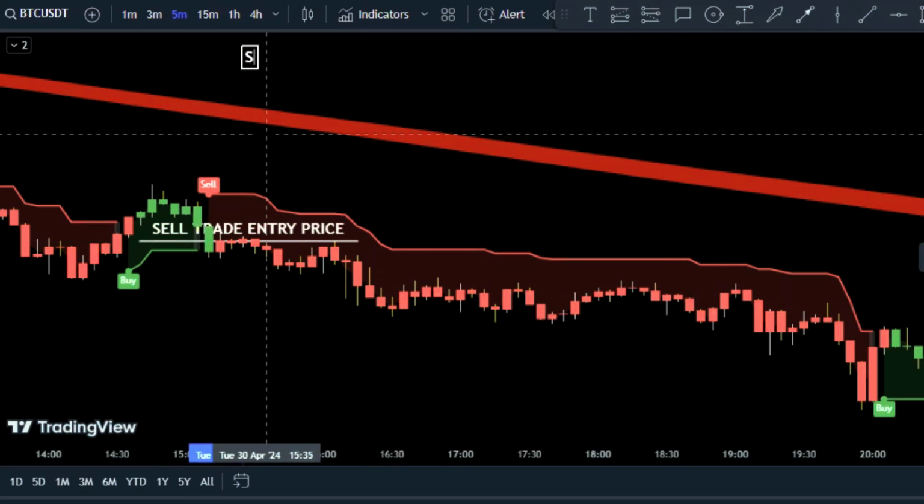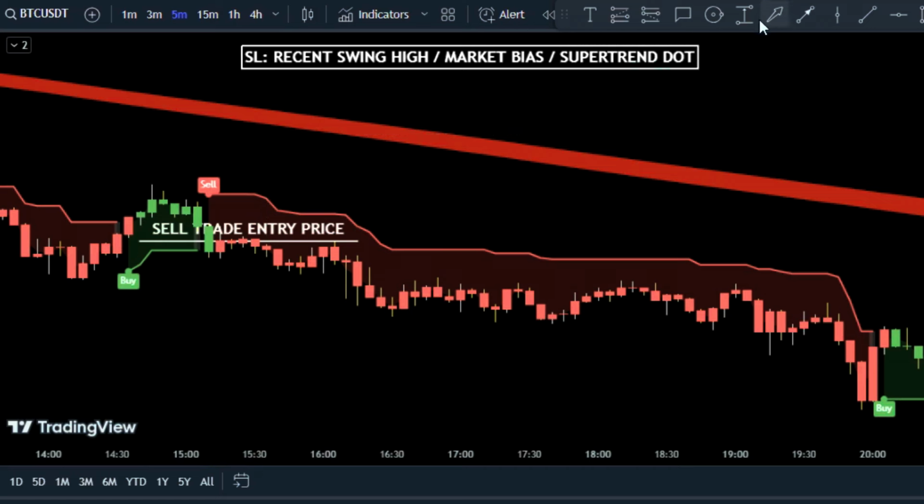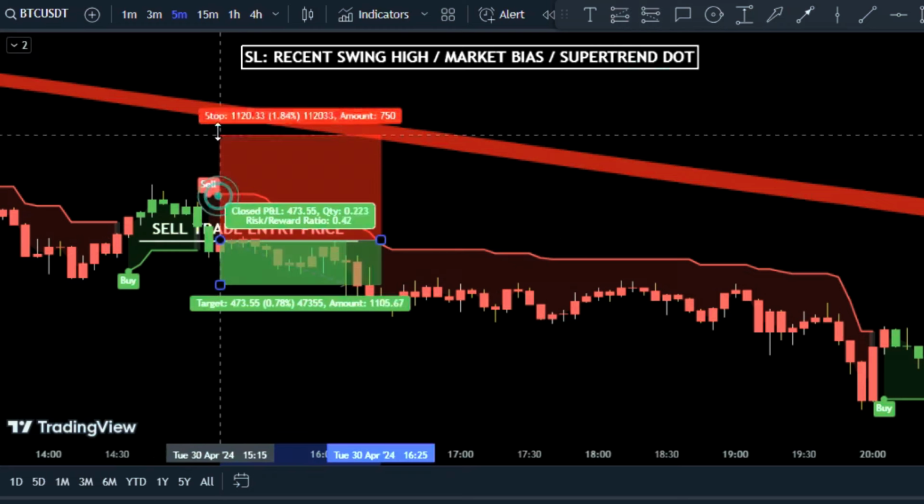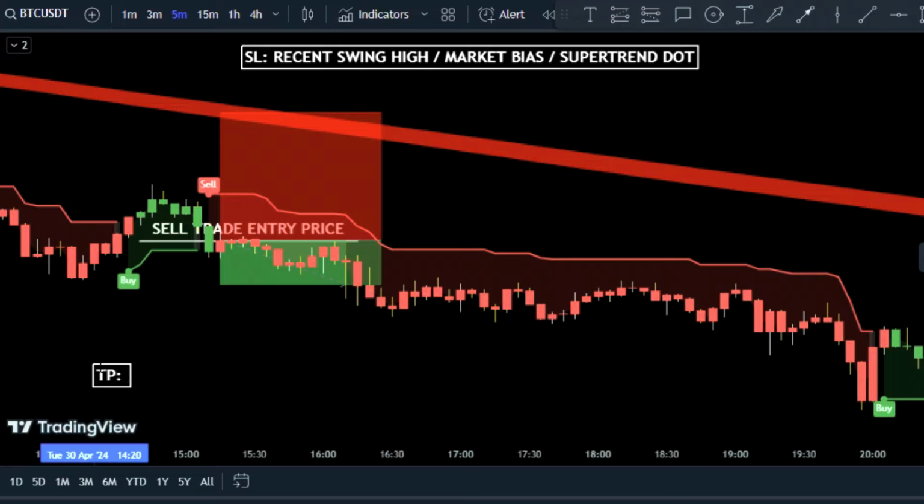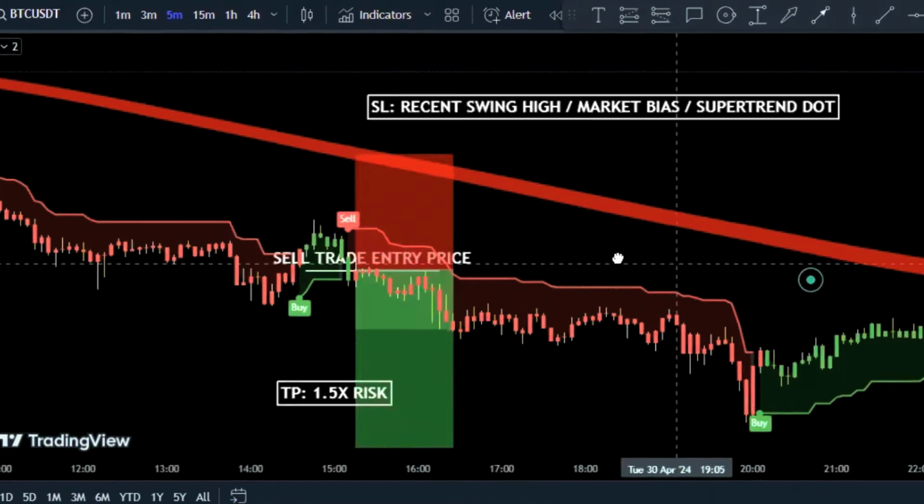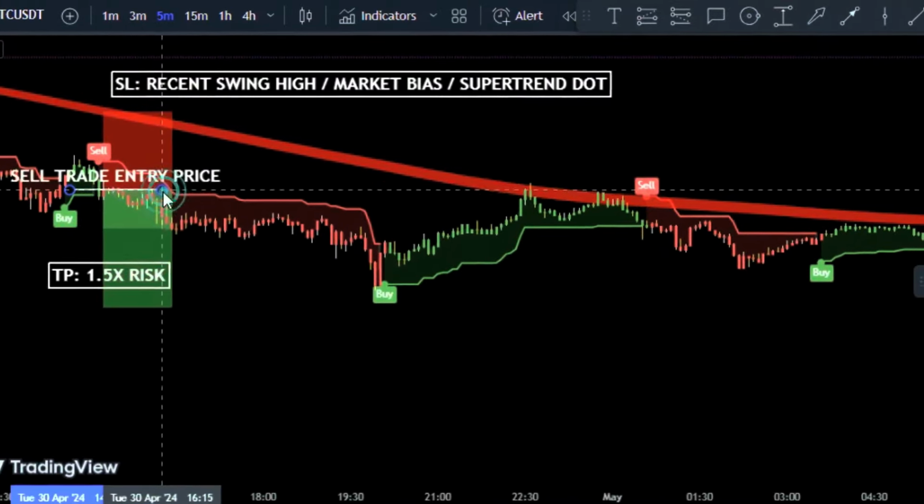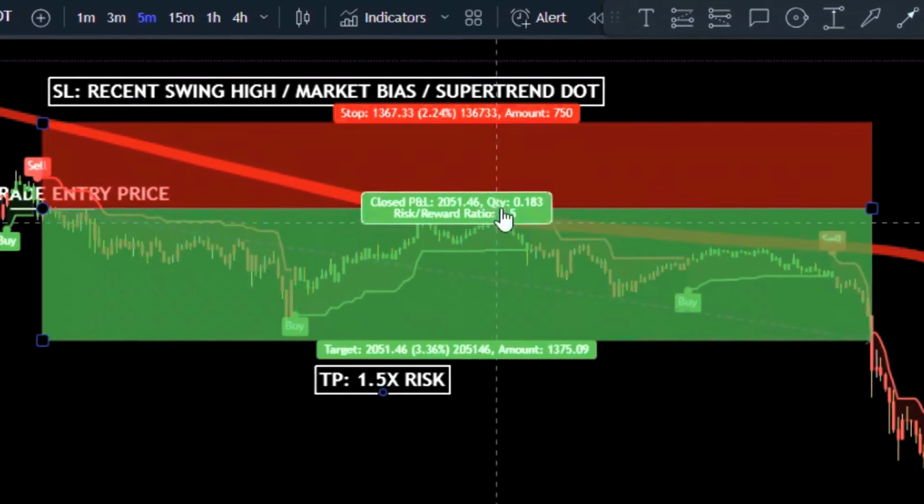As with buy trades, managing risk is crucial. So set a stop loss for your sell trade, placing it just above either the recent swing high, the market bias line, or the super trend dot, depending on the market conditions at the time. Finally, establish your profit target at 1.5 times the distance between the entry price and the stop loss level. This approach helps you balance risk and reward while maximizing potential gains.